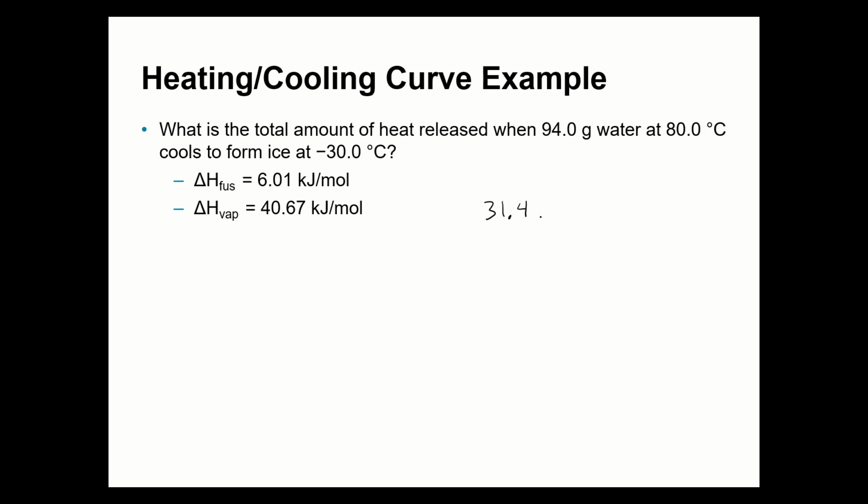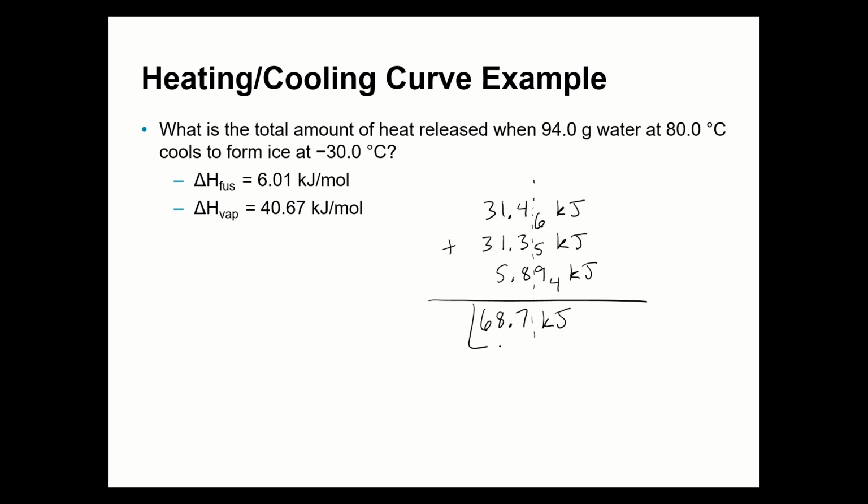So we had that 31.46 kilojoules plus 31.35 plus the 5.894. Okay, so vertically lined up, we can see that the shortest place value is that tenths place, and we should get 68.7 kilojoules for our final answer.